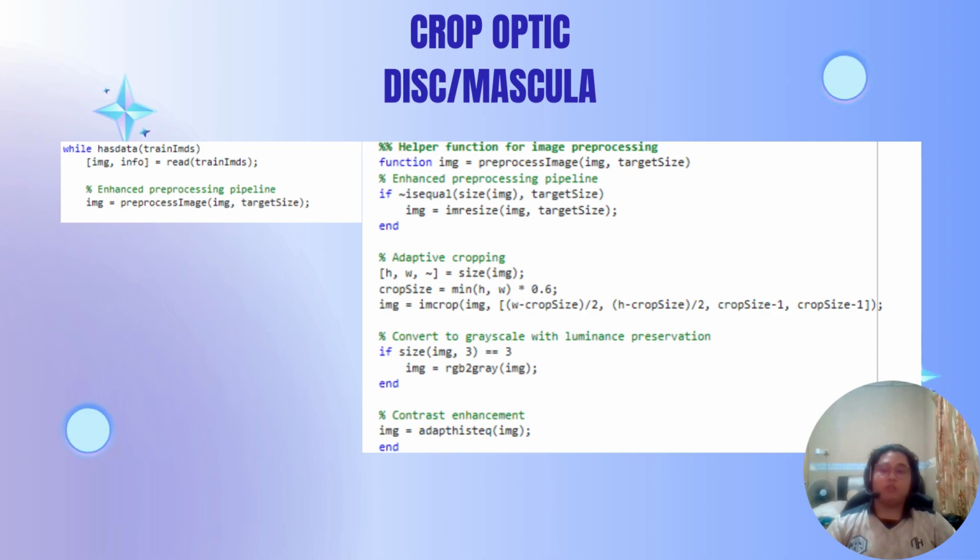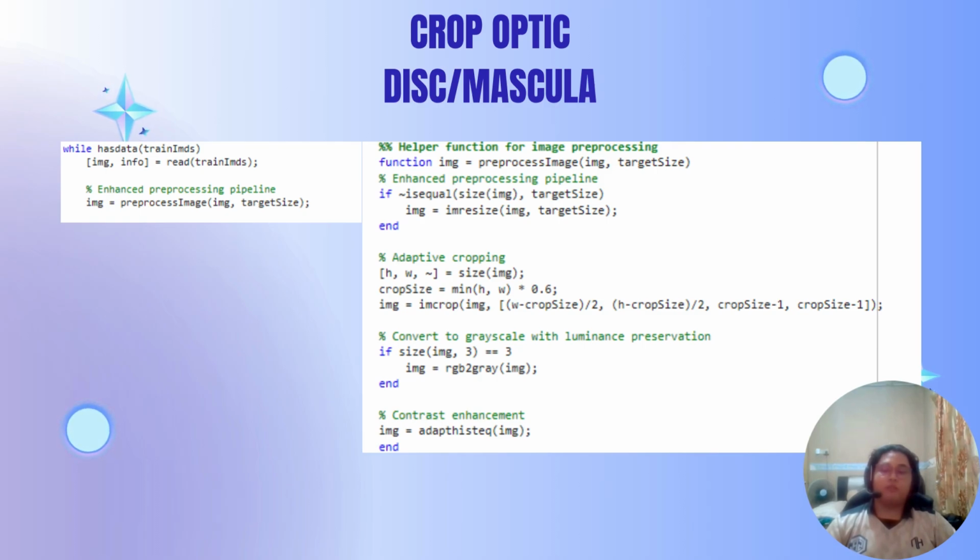In this function, first we check the image size. If not standardized, it will resize the image using imresize. We use the function imcrop to crop the image. First, we calculate a square crop size at 60% of the smaller dimension, min HW times 0.6 in this code. Then we crop the image centrally using imcrop with the rectangle.